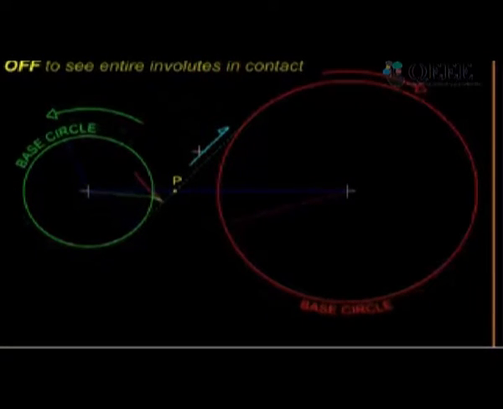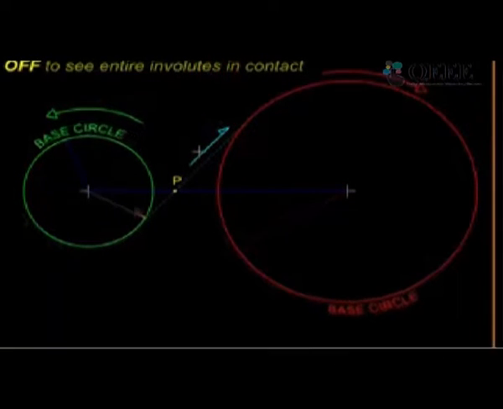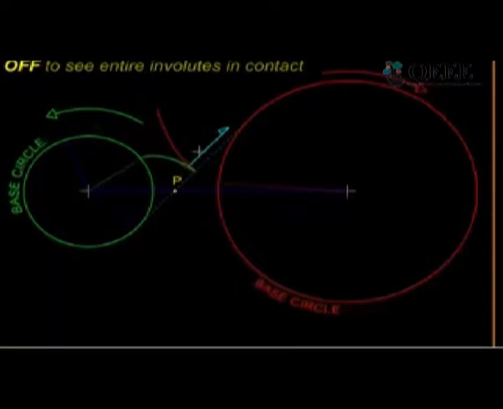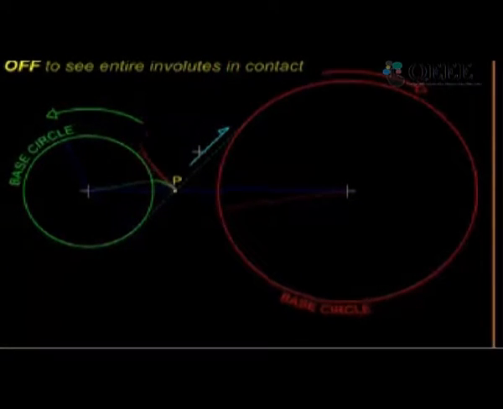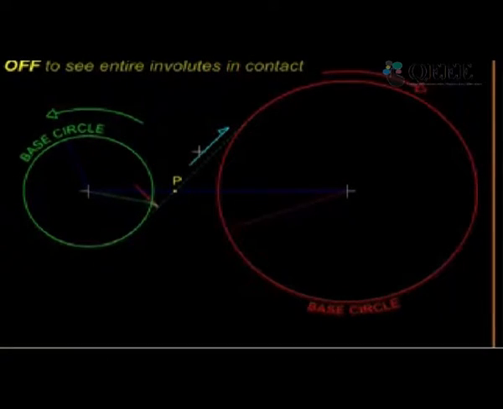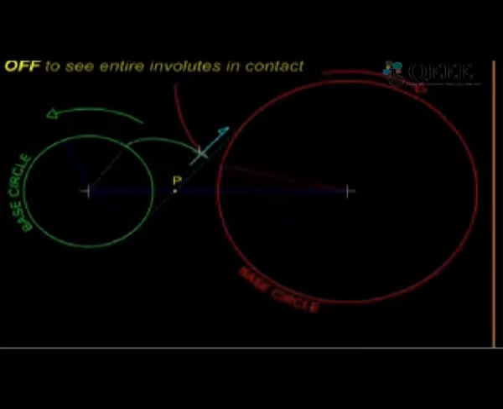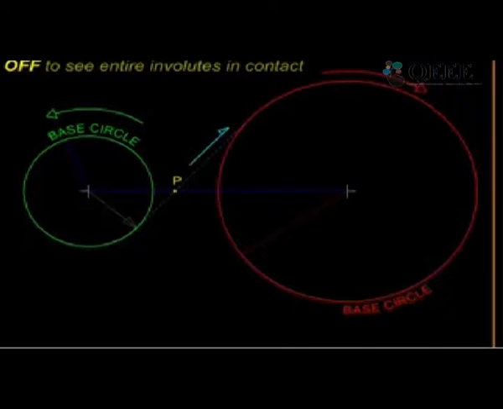So there is no chance of slip. So we are not only getting a constant velocity ratio, but we are also getting a positive drive. The best of both worlds, and now we can call this a gear. And because we are using involute profile, this gearing is called involute gearing. We must bear in mind that these two profiles work together as a team to give us a positive drive with constant velocity ratio.